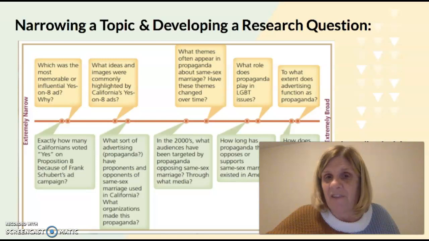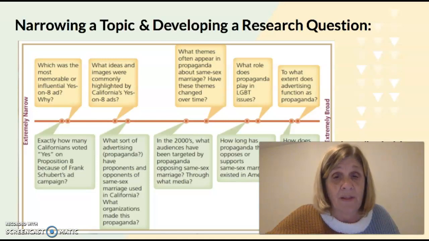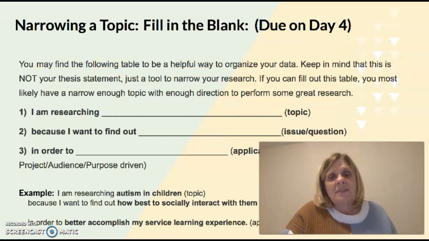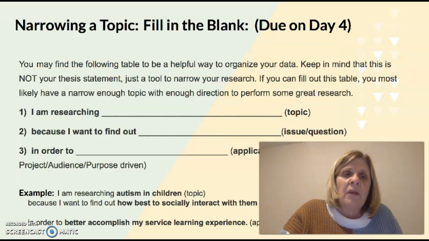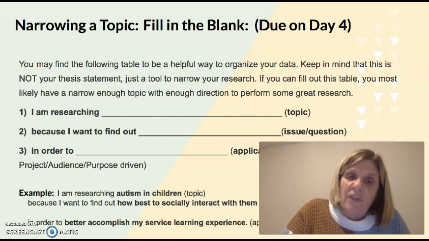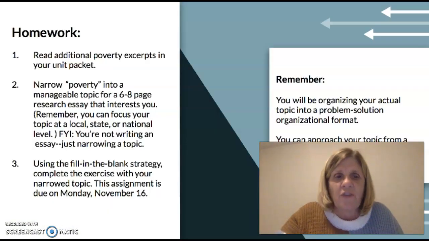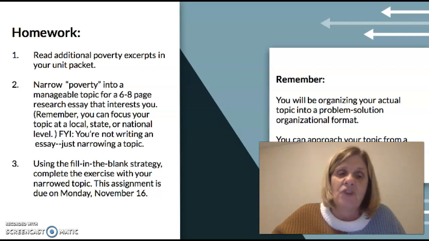There's an example that Stanford did on Proposition 8, so you can look at these, the yellow one and the green one, to come up with samples of how to narrow a topic. This is a paper in your handout. By day 4, I want you to come up with your topic and tell me what it is. You will fill out that paper on day 4. So for your homework, practice narrowing down poverty, start thinking about your topic and what you would like to do, and that's all for today. Good luck.